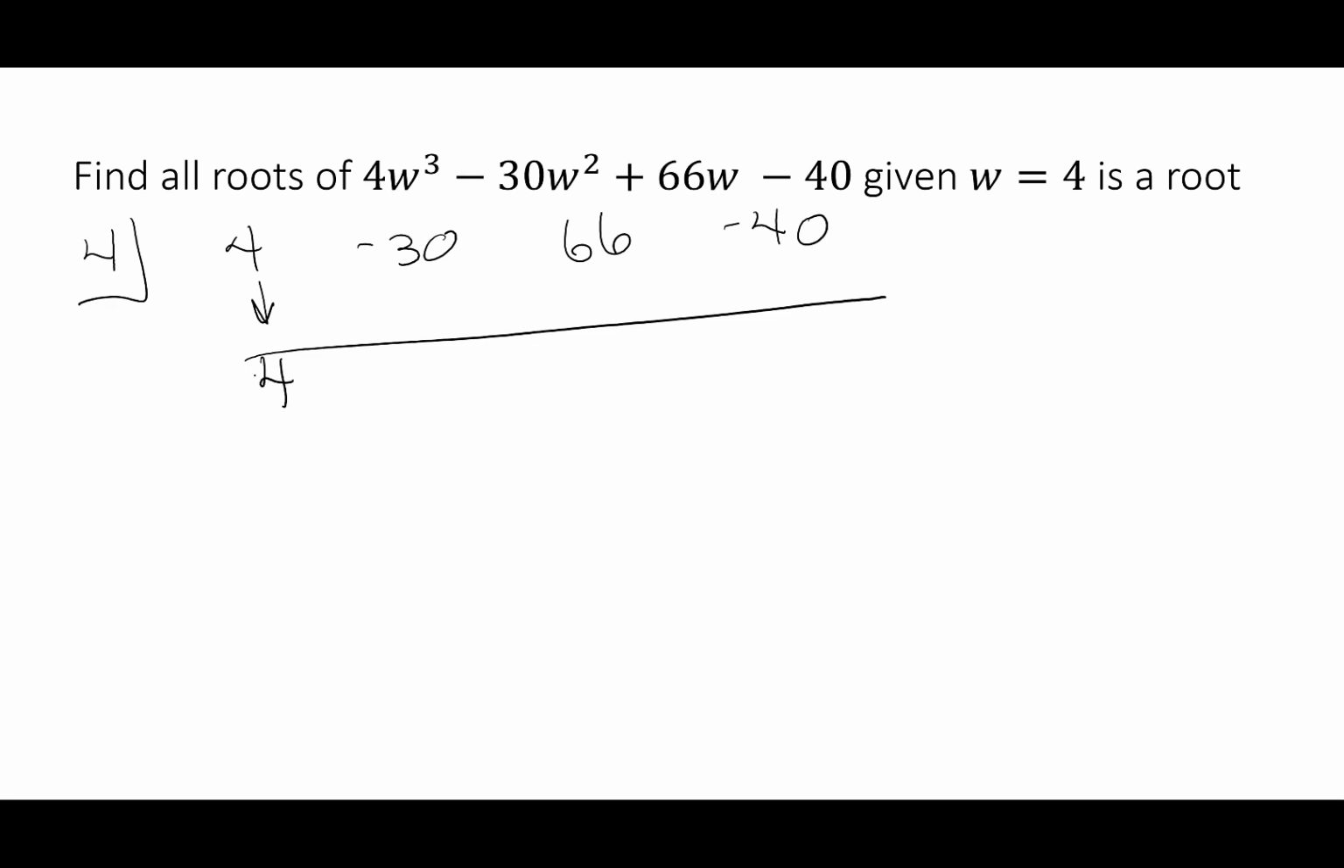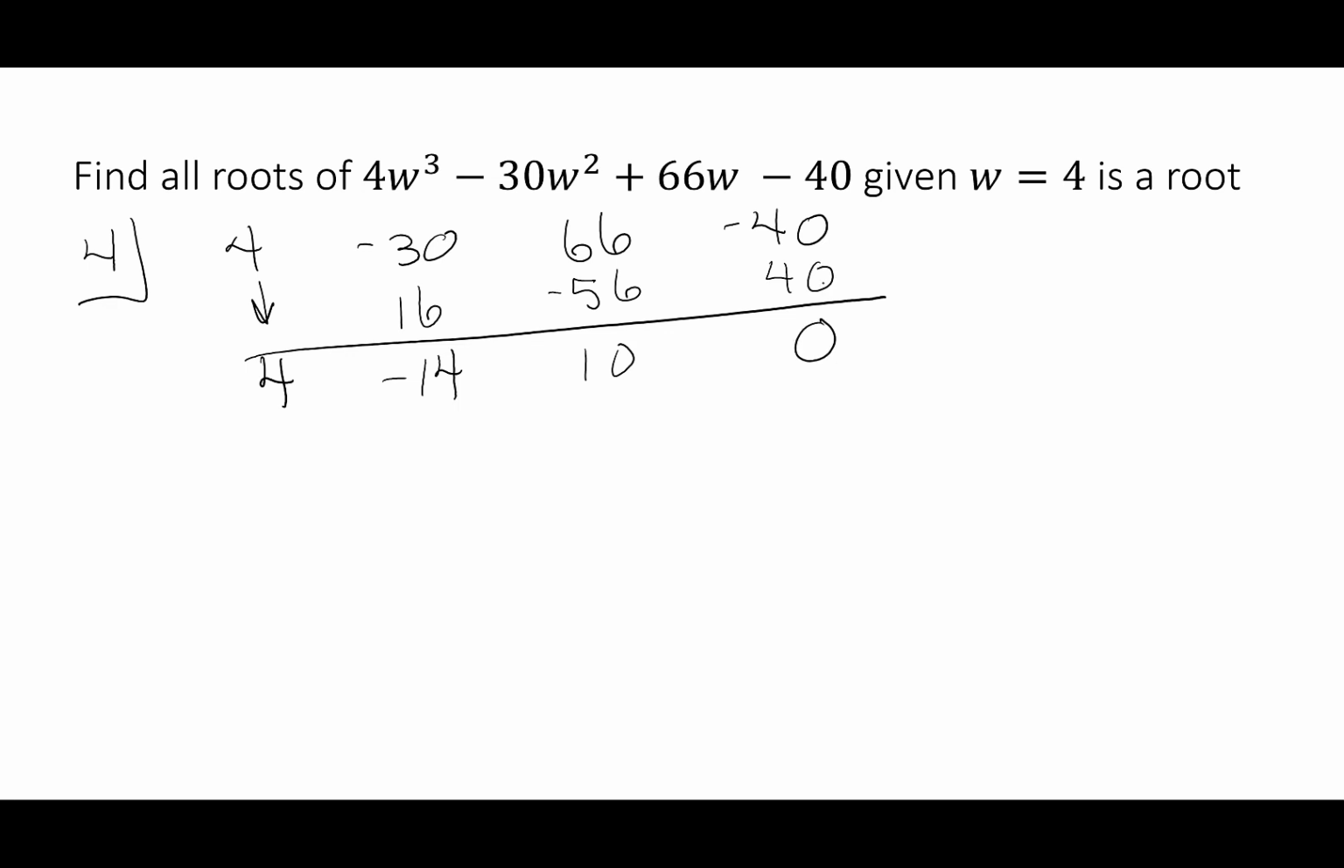So I brought the 4 down. 4 times 4 is positive 16. When I add to negative 30, I get negative 14. I do 4 times negative 14, and that gives me negative 56. 66 minus 56 is positive 10. 4 times 10 is 40. I add and I get 0.